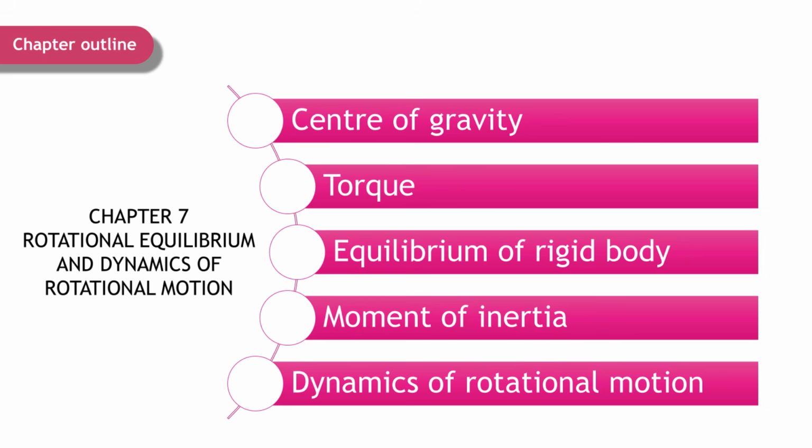First, we will learn about the center of gravity, which tells us where the weight of an object effectively acts. Next, we introduce torque, the rotational equivalent of force. We then study the conditions required for a rigid body to remain in equilibrium. After that, we will discuss moment of inertia, which describes how difficult it is to change an object's rotational motion. Finally, we will combine all these ideas to study the dynamics of rotational motion using Newton's second law for rotation.